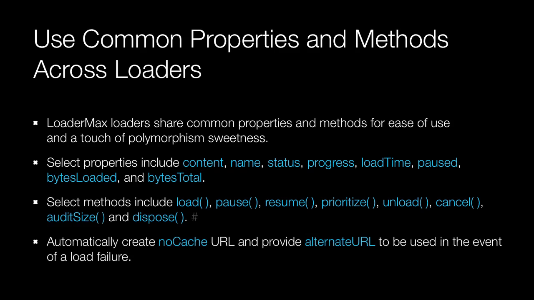Two other common properties are also worthy of note here. The first is the ability to automatically create a cache buster URL to prevent caching of loaded assets simply by setting the no cache property to true. And the second is a way to provide an alternate URL for an automatic second chance at loading an asset if the first load failed using the primary URL.